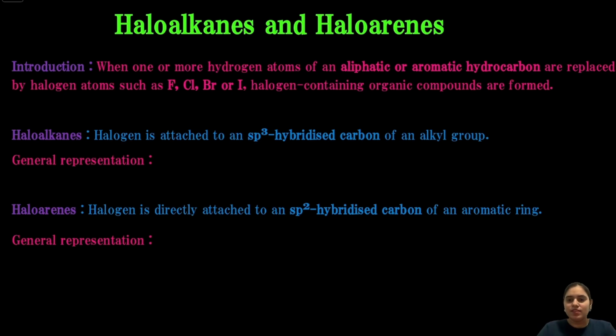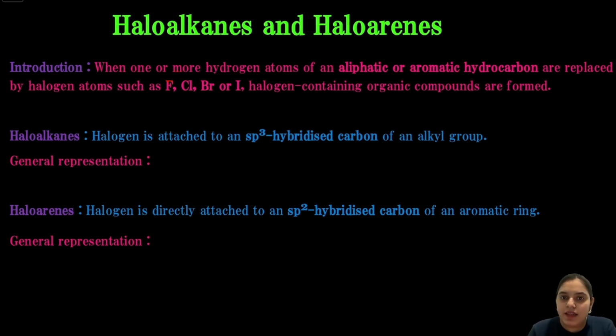So let's begin. So what are haloalkanes and the haloarenes? Let's start with the basic definition. When one or more hydrogen atoms of an aliphatic or the aromatic hydrocarbon are replaced by halogen atoms such as fluorine, bromine or iodine, then halogen containing organic compounds are formed. Okay, so what is haloalkane? Haloalkane means halogen is attached to an sp3 hybridized carbon atom of an alkyl group. Okay, so the halogens are fluorine, chlorine, bromine or iodine.